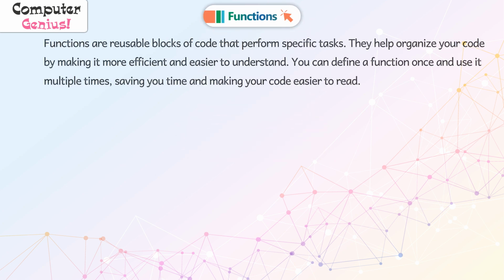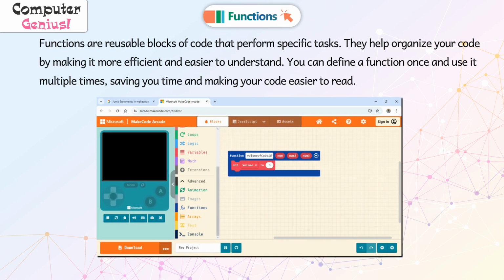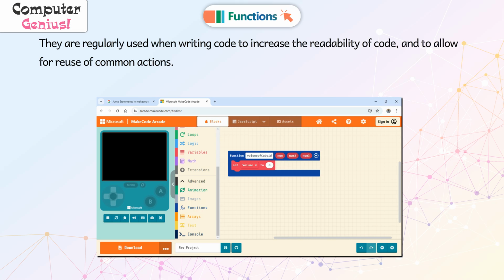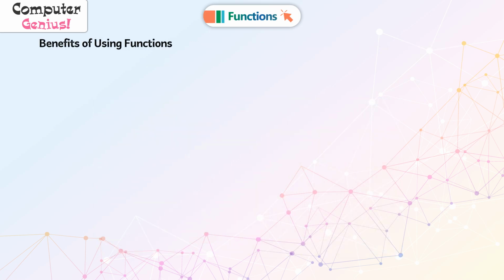Functions. Functions are reusable blocks of code that perform specific tasks. They help organize your code by making it more efficient and easier to understand. You can define a function once and use it multiple times, saving your time and making your code easier to read. They are regularly used when writing code to increase the readability of code and to allow for reuse of common actions.